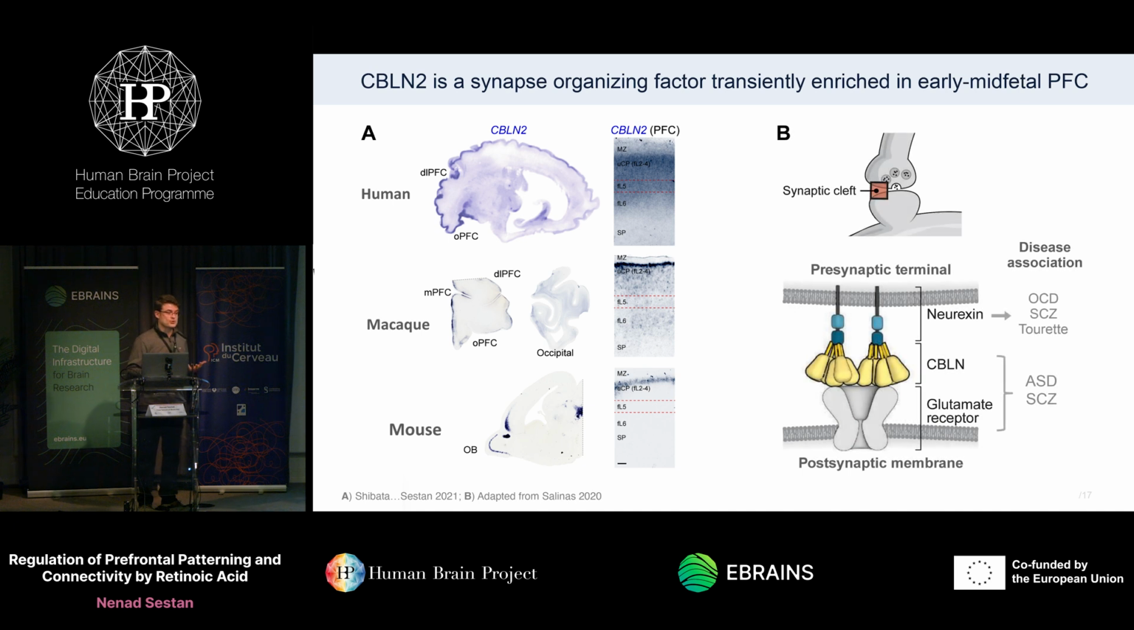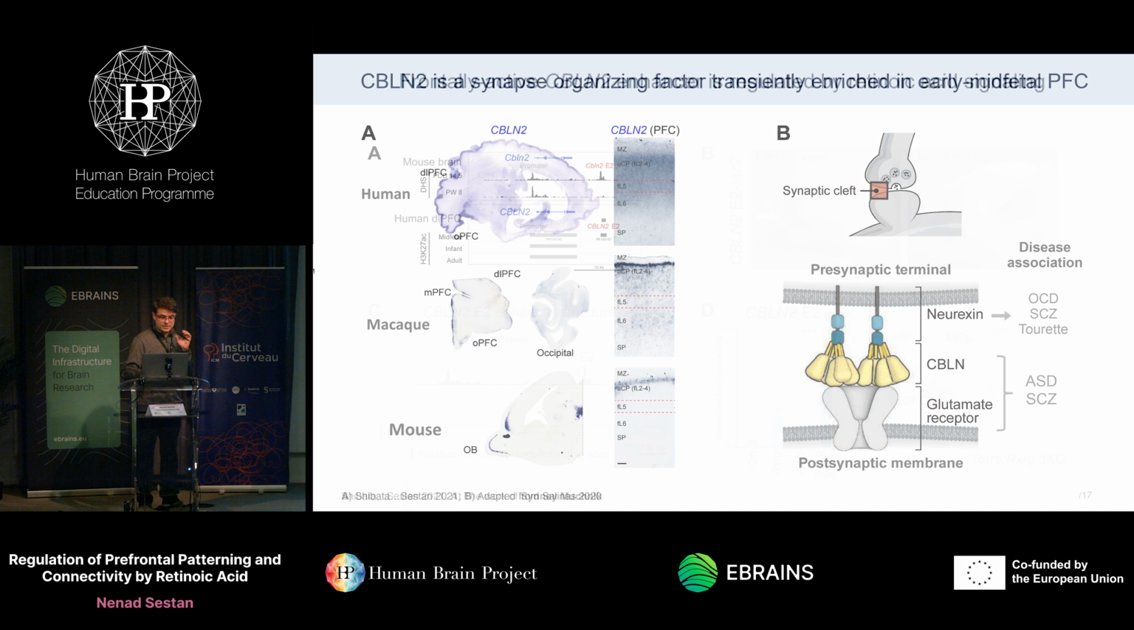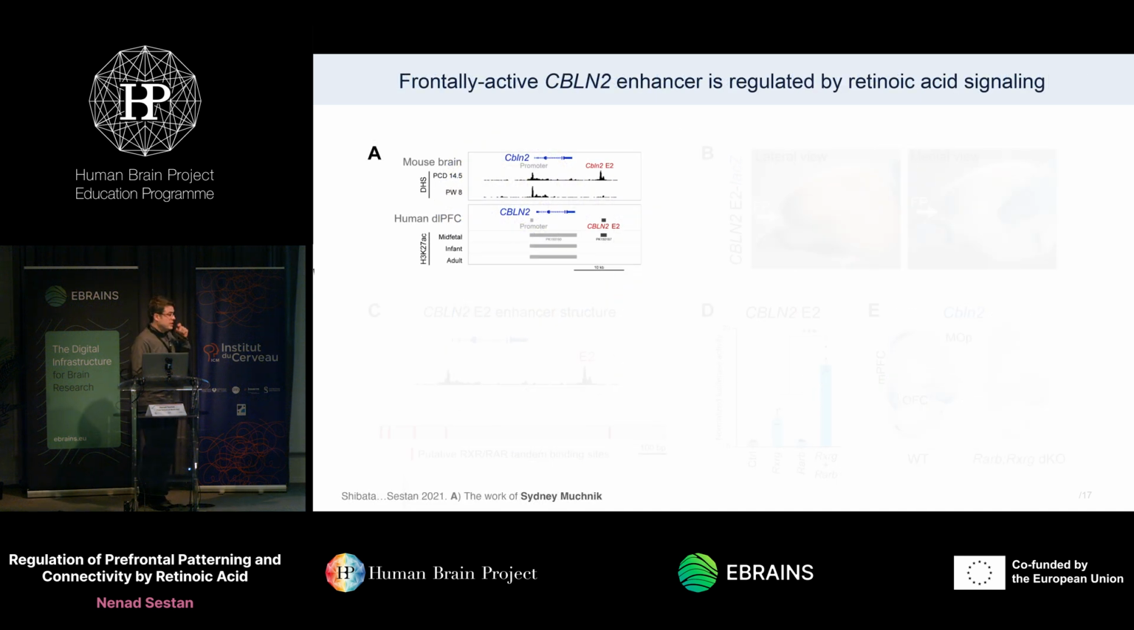And as I mentioned, this was also a gene of interest because it has been linked previously by many groups to be an important synaptic organizer by linking neurexin and glutamate receptor, and this complex of proteins has also been linked to several neuropsychiatric disorders. And so to link this to retinoic acid, we wanted to see if there is any mechanistic connection. Sidney Muchnik, a talented grad student in the lab, identified an enhancer. These are non-coding elements that give you spatiotemporal specificity of gene expression, both in mouse and human, that is only present during development in prefrontal cortex, but not in other areas for which we had data.